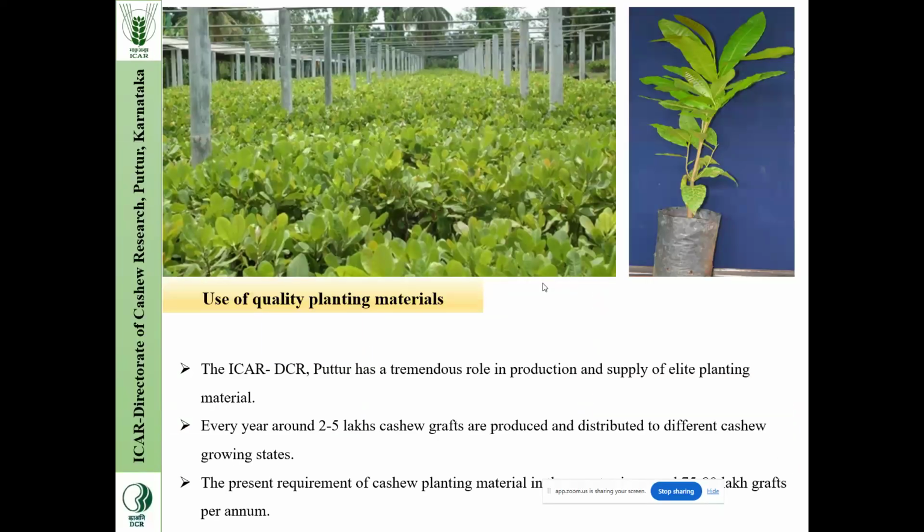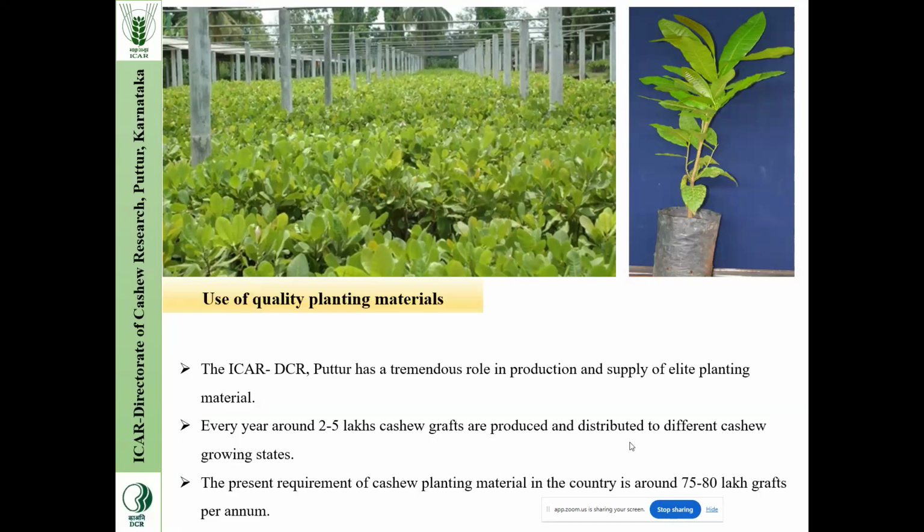So, as I have mentioned, use quality planting material. Here I would like to mention that ICAR Puttur has a tremendous role in the production and supply of quality planting material. Every year, around 2 to 5 lakhs of cashew grafts are produced and distributed to different cashew growing sectors from our institute. The present requirement of cashew planting in the country is around 75 to 80 lakhs grafts per annum.